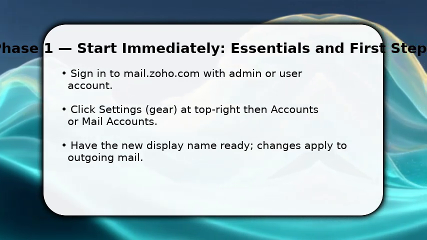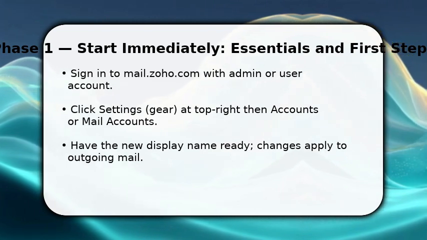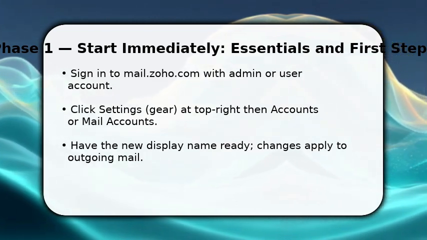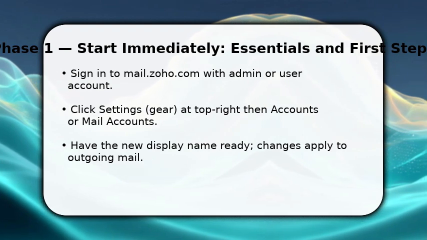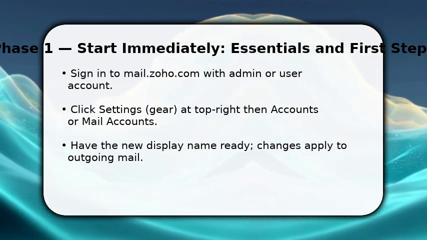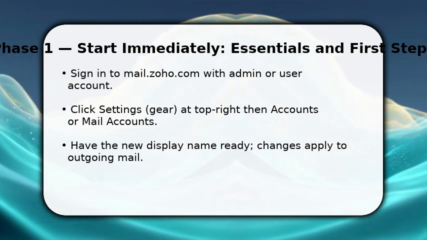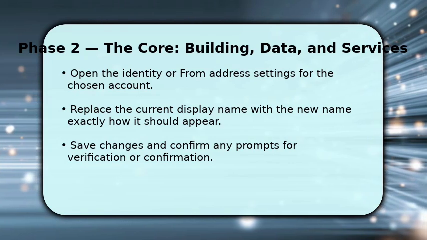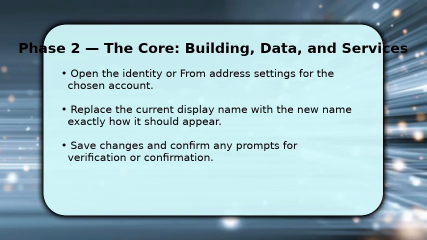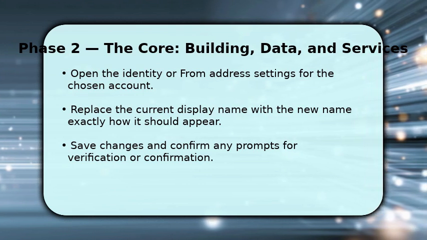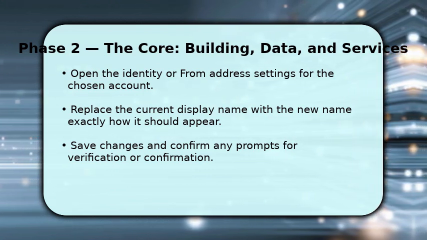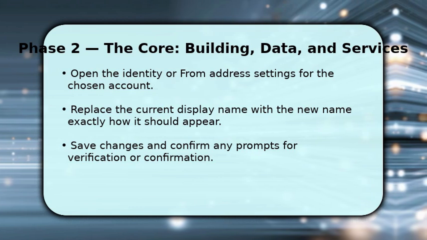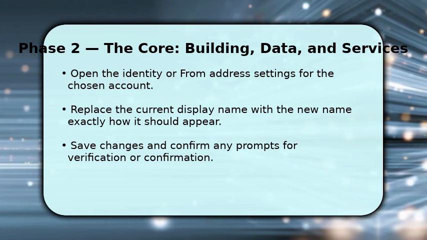This step prepares the identity record so changes apply only to outgoing messages, not received mail, and prevents confusion between user and organization display names. Once the identity panel is open, locate the display name field labeled Name or From Name and replace the existing text with the new name. You're changing what recipients see, therefore type it precisely, including capitalization and spacing.